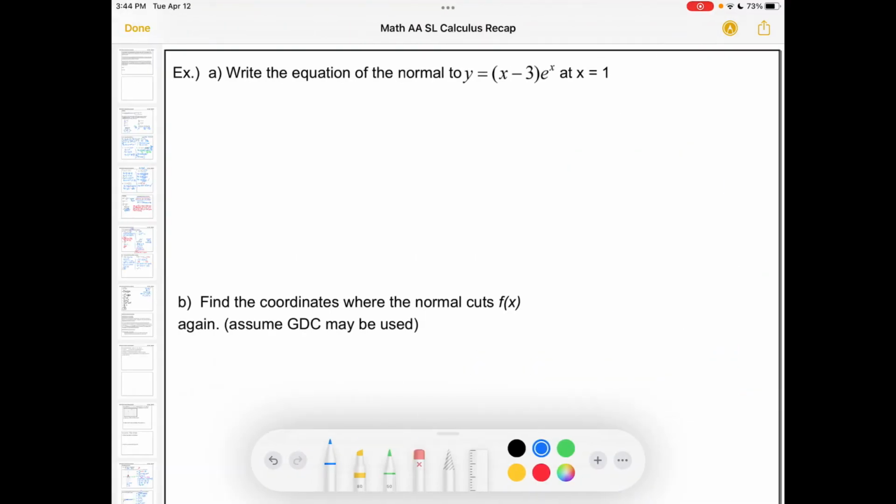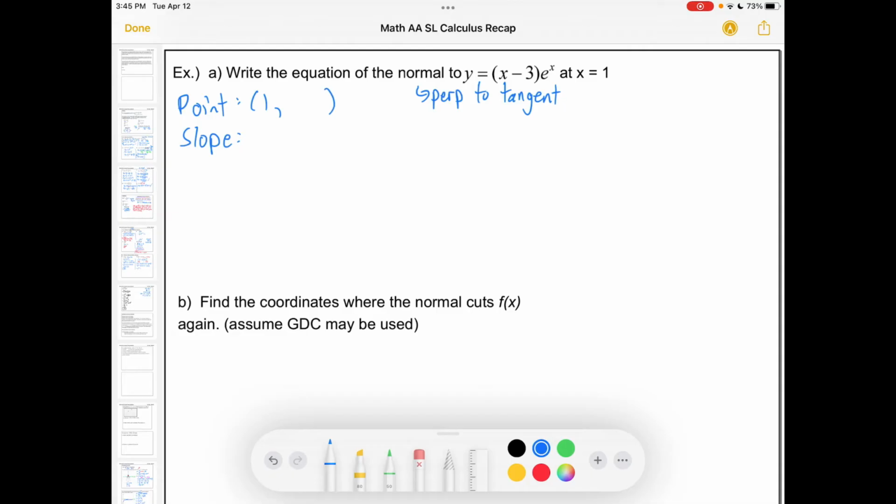That brings us to another common application of derivatives, which is to find the equations of normals and tangents. So a normal is a line that is perpendicular to the tangent. Let's assume that we're doing this question on paper 1. We want the equation of any line. Well, to find the equation of some line, we need to know a point, and we need to know a slope or gradient. Okay, so I know that the x value is 1.